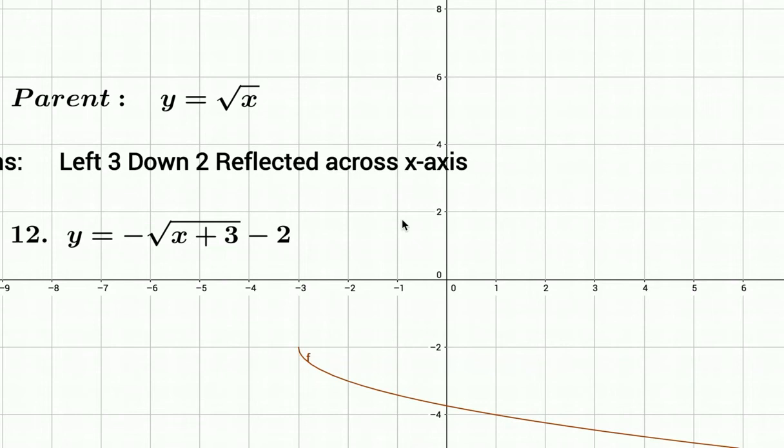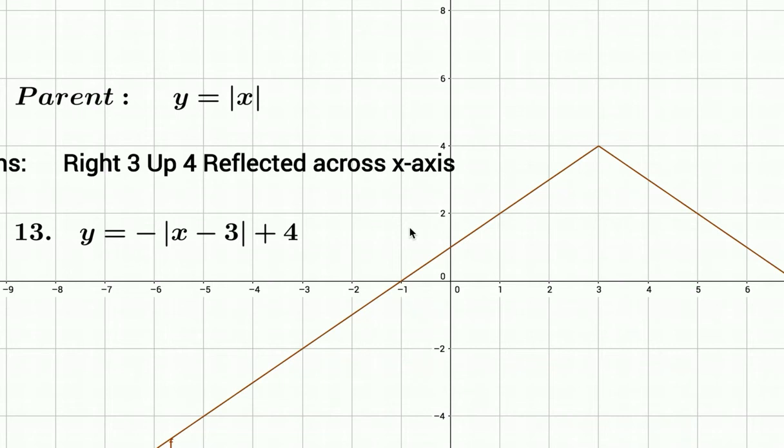Number 12, this is the square root function, and what kind of transformation do you see? So the point of origin went from 0, 0, now it's located at negative 3, negative 2. So the transformation we see here is left 3, down 2, and it's reflected across the x-axis. So the function itself is going to be y equals negative square root of (x plus 3) minus 2.